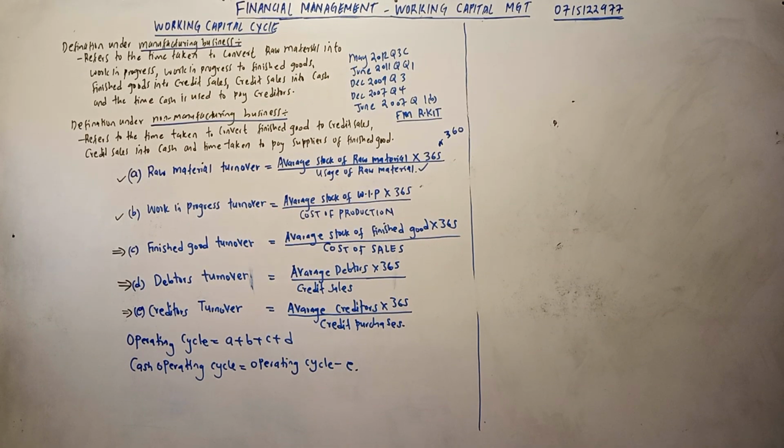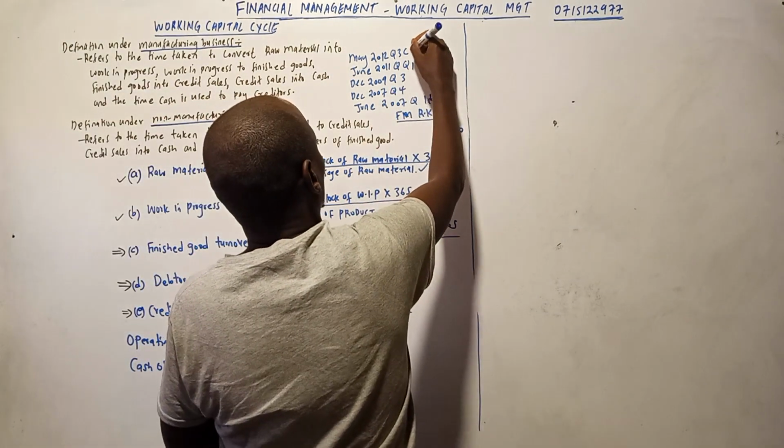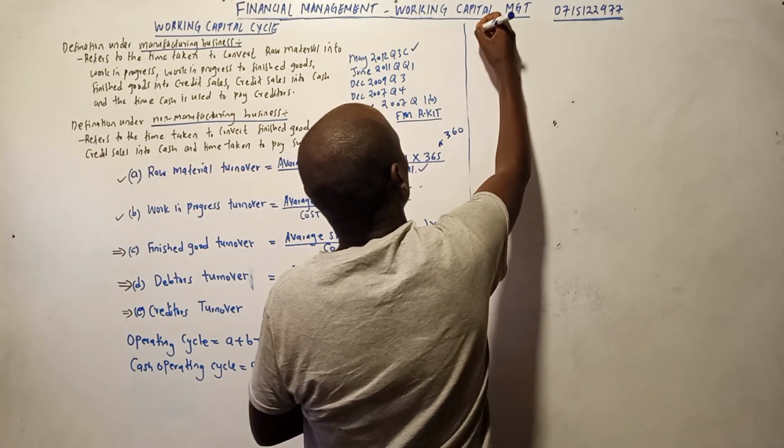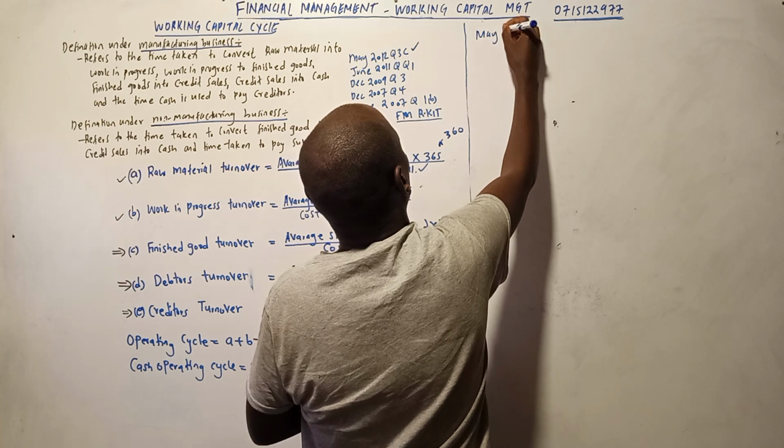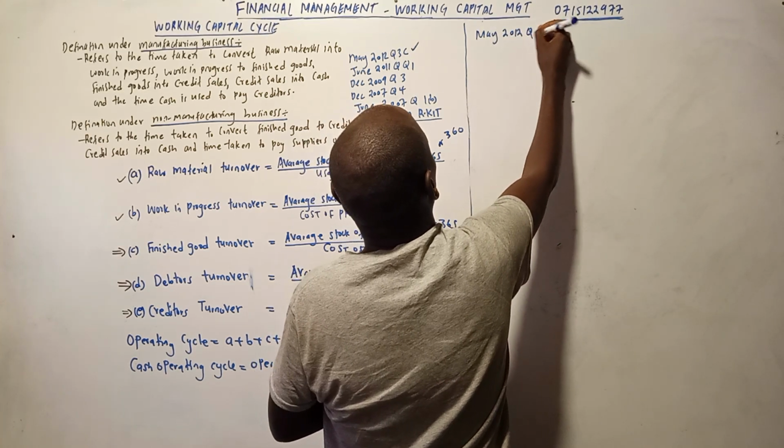So let us do the question for May 2012. This will be a good question, and it will be our last question actually. May 2012, question number 3C. Utafanya hii. So the rest you can check.